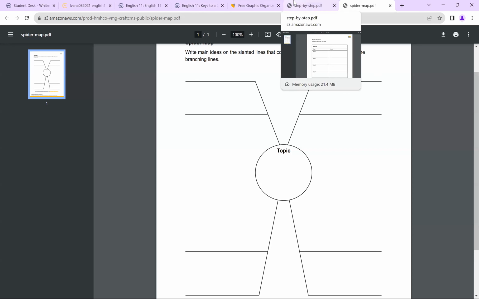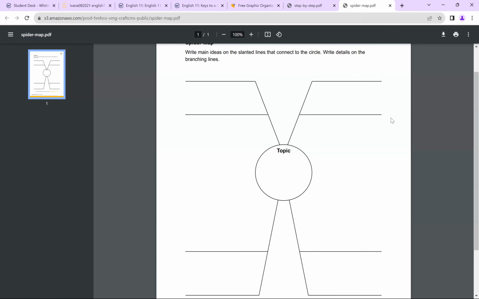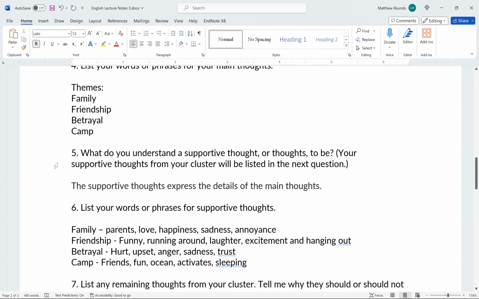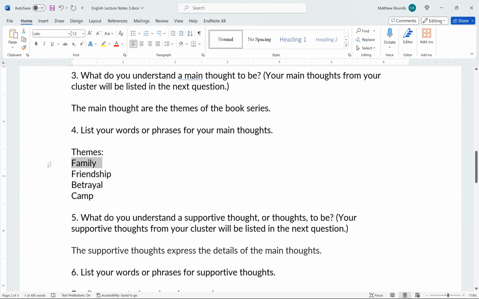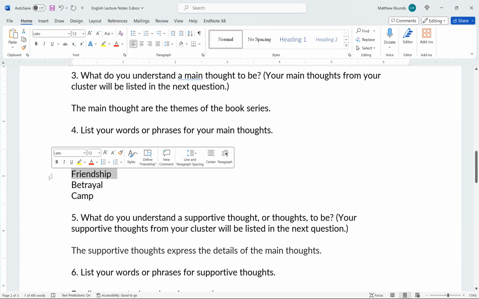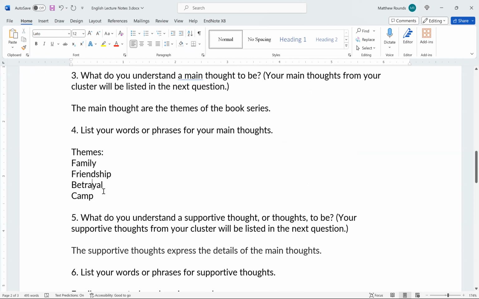Well, try to remember what you have as main thoughts. Are your main thoughts the characters? Yeah, technically. Well, let me go back and look at what we wrote because we said main thoughts. Yeah, I didn't mean characteristics. I just couldn't remember the word. The main thoughts were family, friendship, betrayal, and camp. So maybe friendship has the characters, yeah, but the rest of them, these were what goes on the web of your spider. Percy Jackson is what goes in the middle.